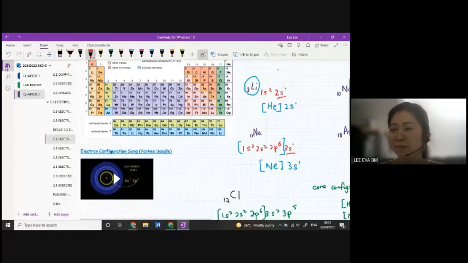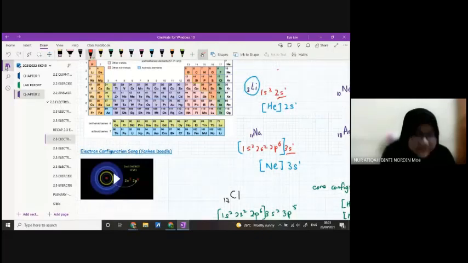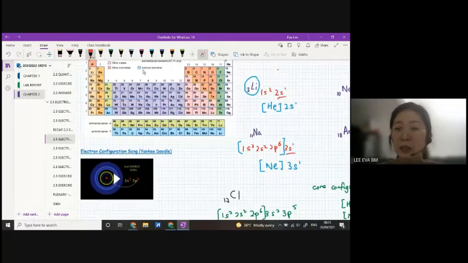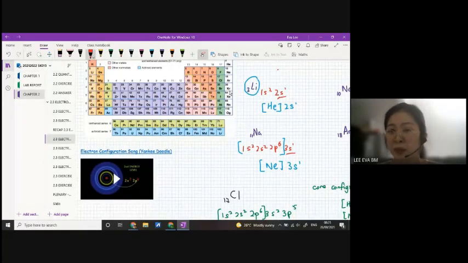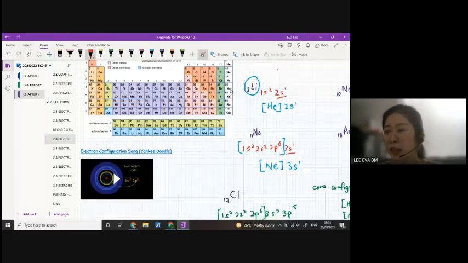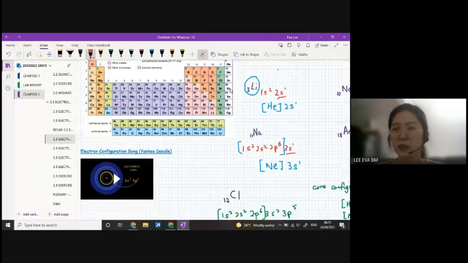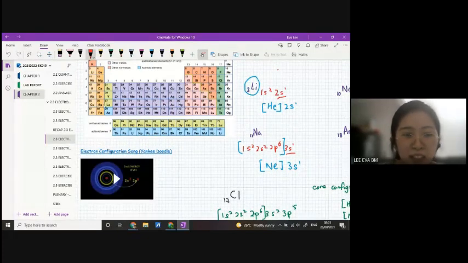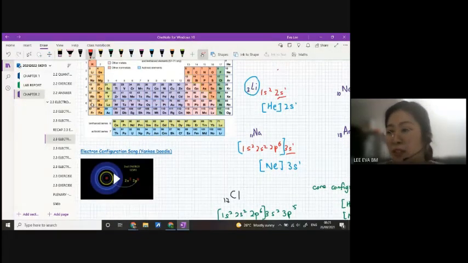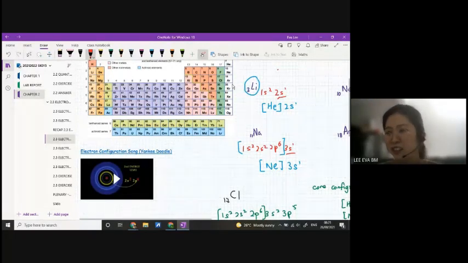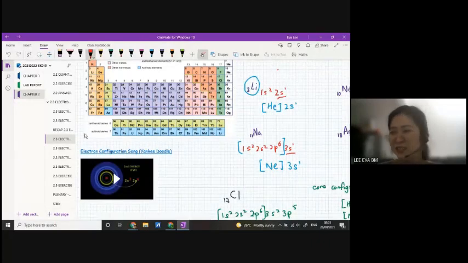Yes. The core configuration is only helium, neon, and argon. Maybe you can use krypton and xenon, but because for krypton and xenon the number of electrons is too big, it still will be used sometimes. Let's say I want you to write the elements in period 6 or period 7, maybe you can use up to krypton or xenon. But the common ones are helium, neon, or argon. Very good question, thank you.